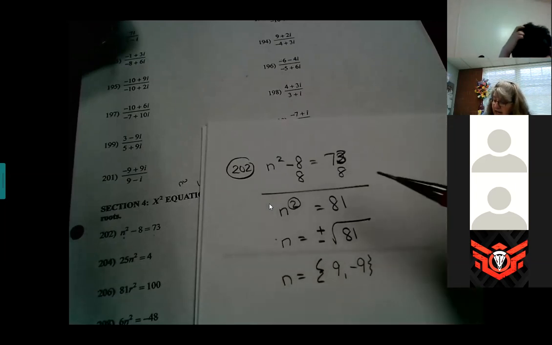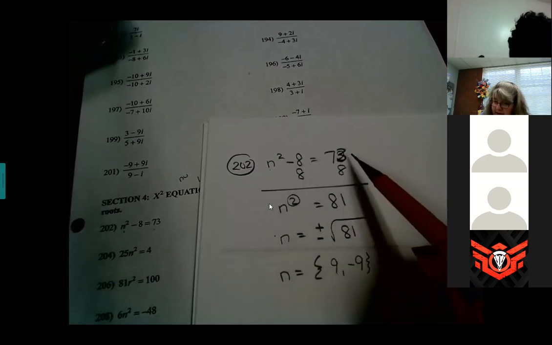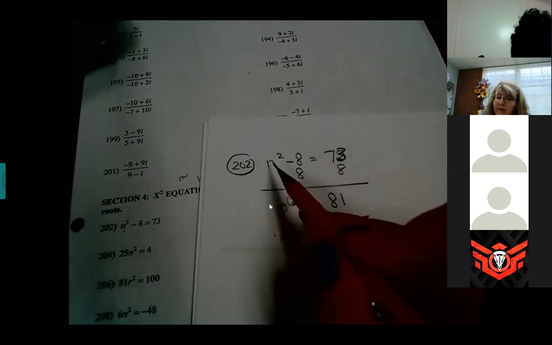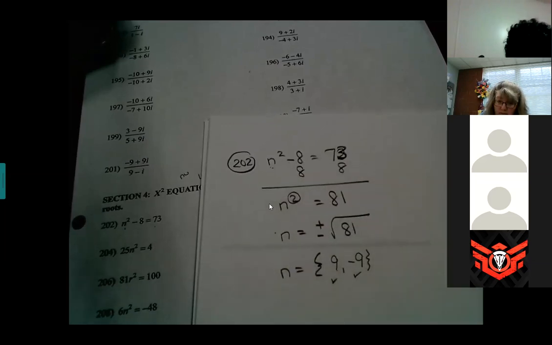Okay, now let's check them by plugging them back in. 9 squared is 81. 81 minus 8 is 73. That works. -9 squared is 81. Take away 8 is 73. That works. Now, let me caution you. Your answer is not always going to be plus or minus of the same number. Sometimes they're going to be different numbers. We're going to have some more examples like that.